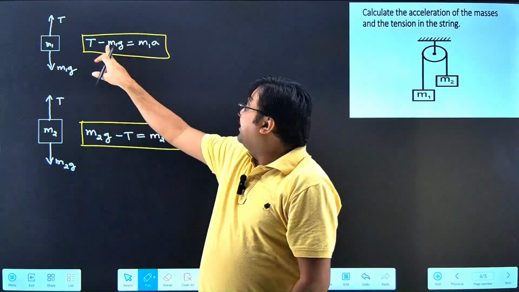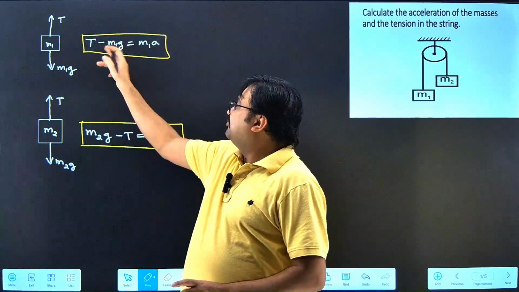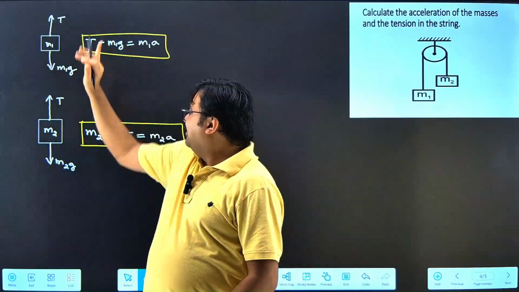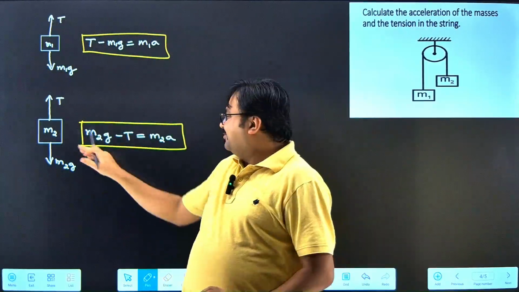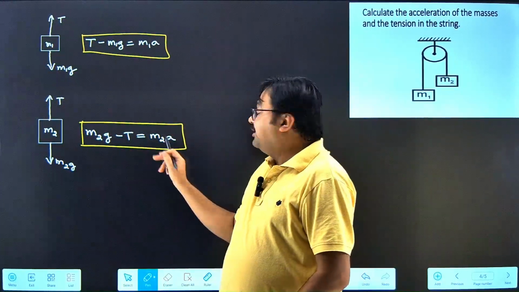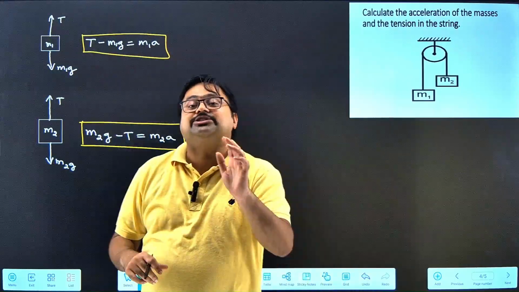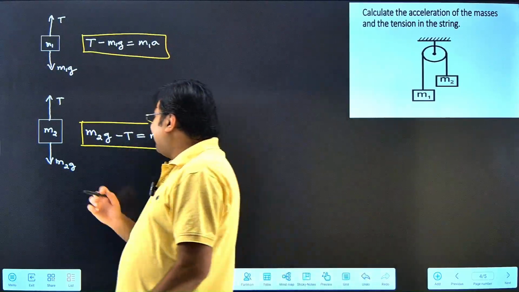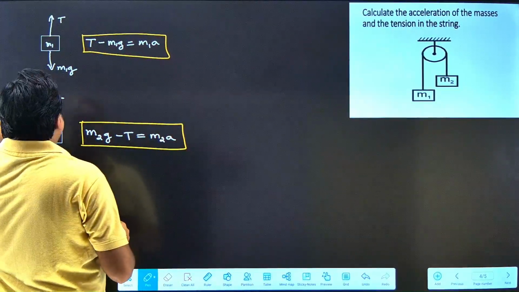That's taken care of by writing the order of these forces: T minus M1 into G, because T is greater, which means it's going to go up. And here it's M2G minus T, which means it's going to go down. So that direction part has been taken care of. It's only the magnitude. The magnitude for both the masses is going to be the same, and that's why it's A in both equations. So having told you that, let's continue.